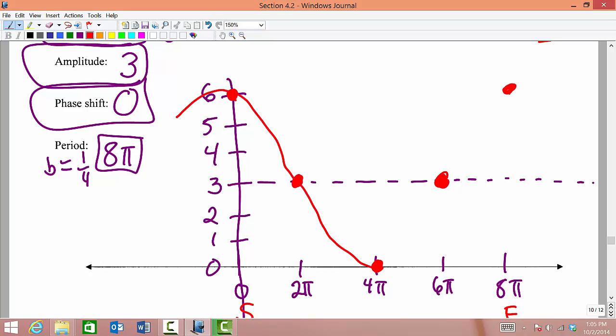So here's a one period interval of our cosine function with an amplitude of 3, a vertical shift of positive 3, no phase shift, and a period of 8 pi.